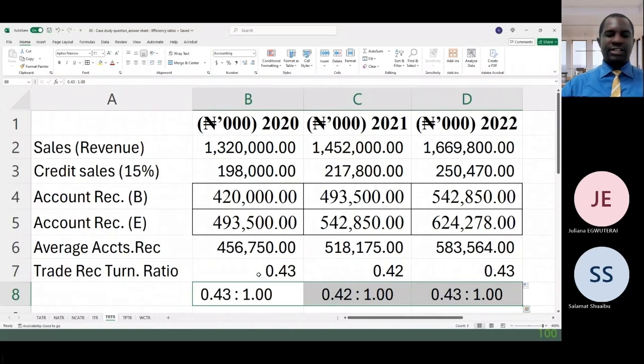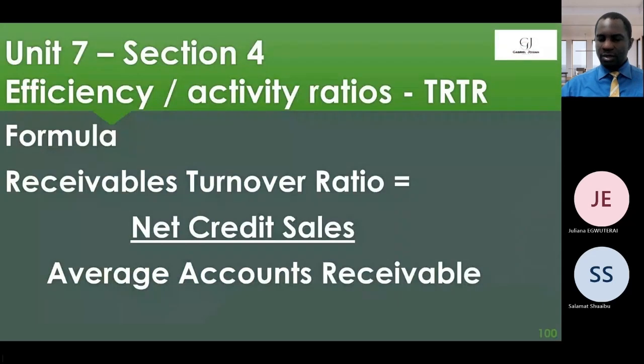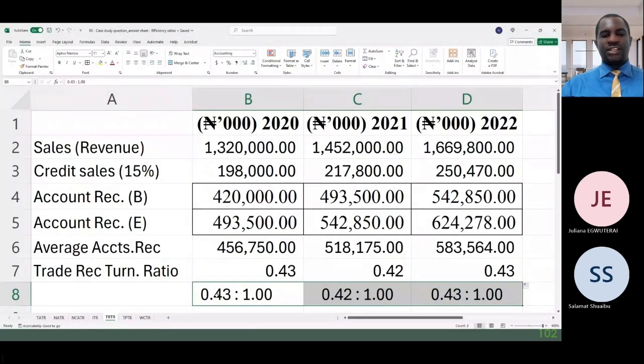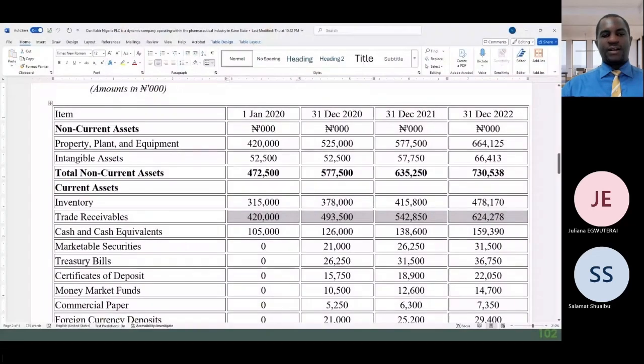All right, so let's look at what it means quickly. What does this mean? It shows how many times the company collects its receivables during a period. So in a year, they couldn't even collect their receivables once. That's what it means, not even up to half. Because if you look at the result, it's showing 0.43, not even up to 0.5. So there's a challenge with their receivables turnover.